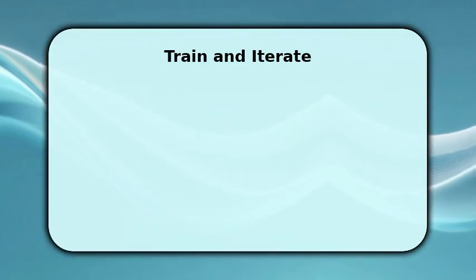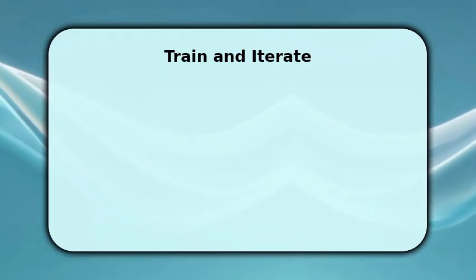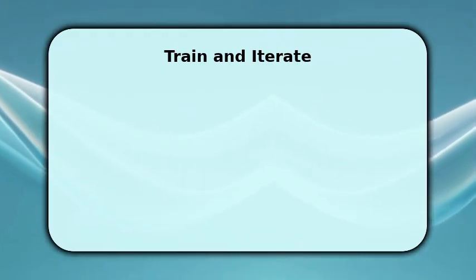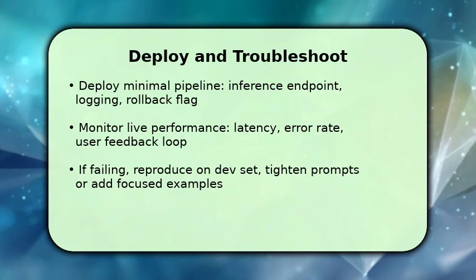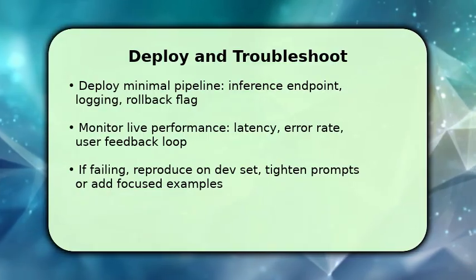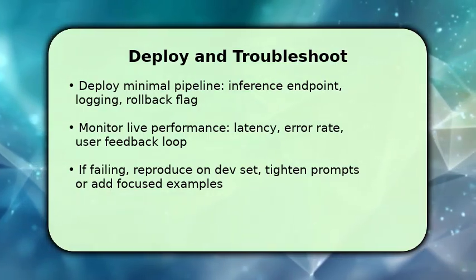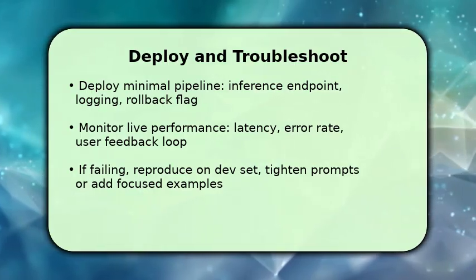Validate against a 10 to 20% holdout set, track precision and recall, and then adjust data or prompts based on the validation patterns you observe to converge on reliable results. You finish by deploying a minimal inference pipeline with logging, a rollback flag, and clear metrics to watch. Once live, monitor latency, error rate, and user feedback so you can respond quickly.